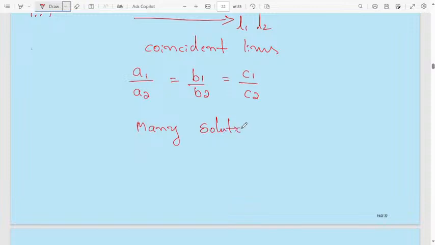In the exam they may give any two linear equations, and ask whether they are intersecting or non-intersecting like that. Then you have to check.